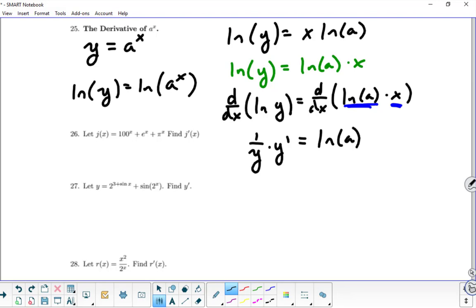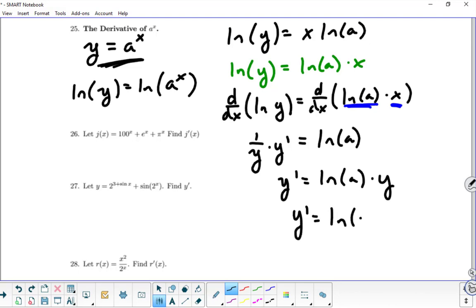So we're trying to find y prime here. We end up with y prime is equal to the natural log of a times y. What was y? Well, we're turning all the way back to the original statement. y is a to the x, so we get that y prime is the natural log of a times a to the x.